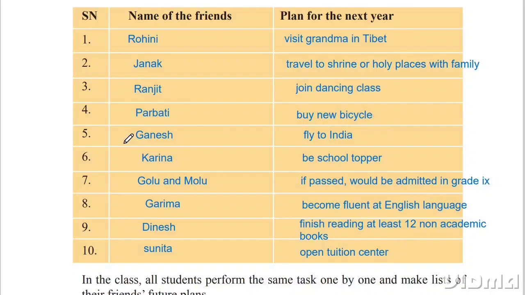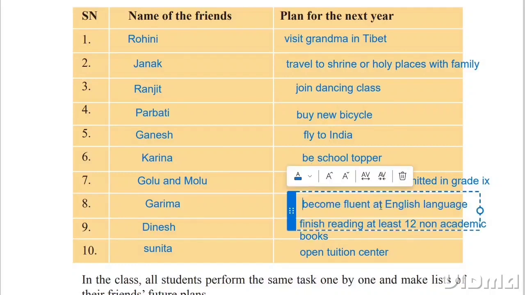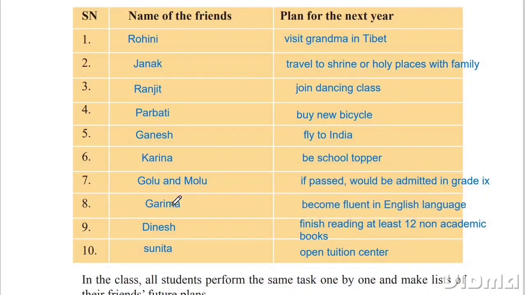Parvati is buying a new bicycle. Ganesh will fly to India. Karina will be school topper. She's doing hard work, reading a lot, learning a lot. Golu and Molu, if passed, would be admitted in grade 9. Garima will become fluent in English language. Okay, Garima will become fluent in English language. Dinesh finished reading at least 12 non-academic books. How impressive. Sunita opened a tuition center. Okay, next.